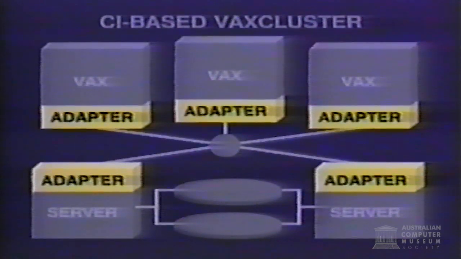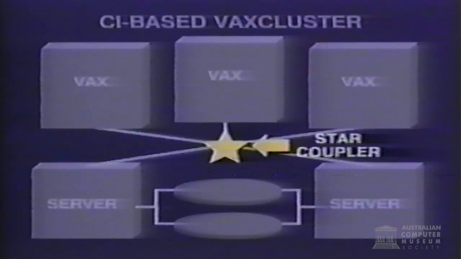Each VAX computer and mass storage server connects to the CI bus through an adapter. This adapter is an intelligent hardware interface which handles much of the work of communicating with the other nodes in the VAX cluster. The star coupler serves as the central hub of the VAX cluster. It provides a common connection point for all cluster nodes, so any node can communicate directly with any other node.